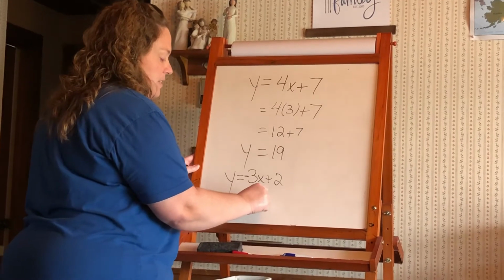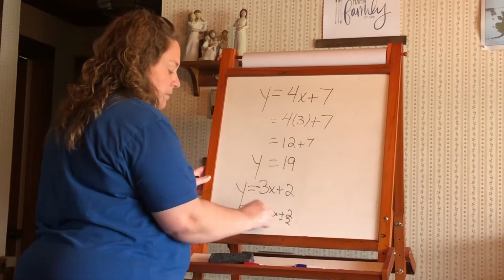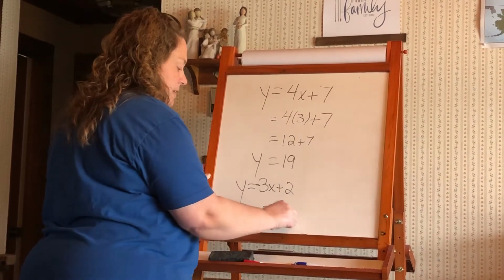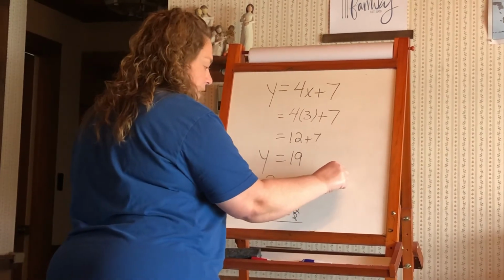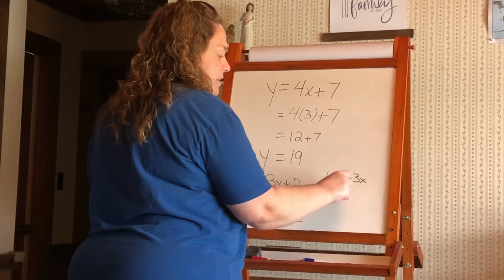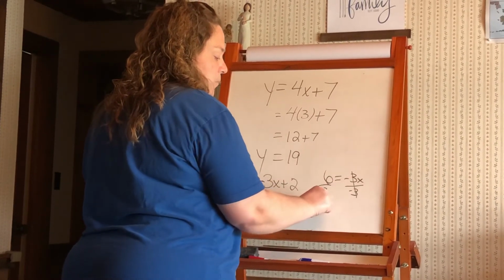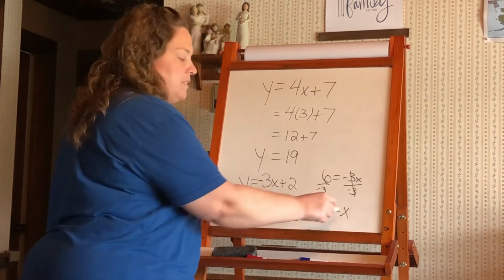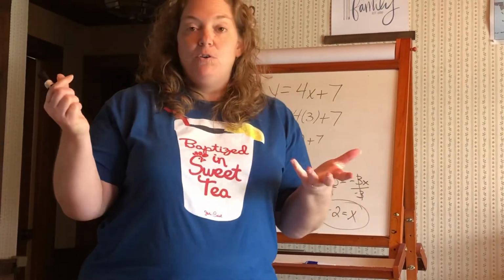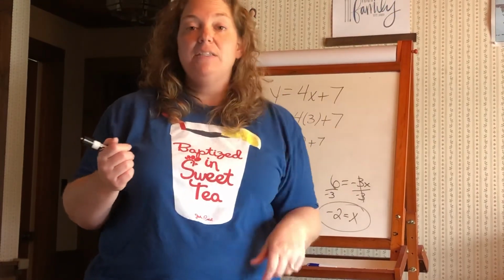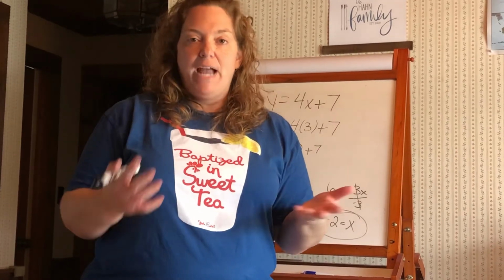So now we have to solve this algebraically. Subtract 2 from both sides. And we get 6. I'm going to rewrite it up here. 6 equals -3x. Divide by -3 on both sides. And we get -2 equals x. And that's your answer. So just look at whatever they give you. If they give you x, plug that in and solve for y. If they give you y, plug that in and solve for x.